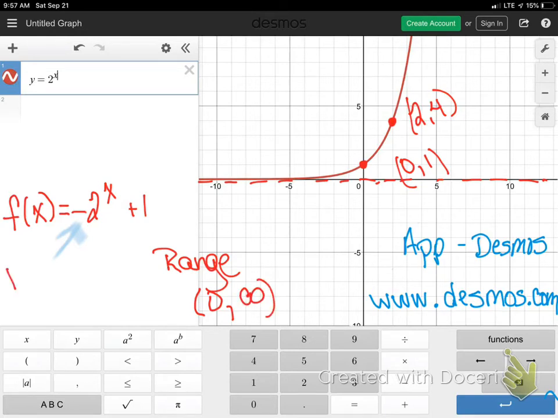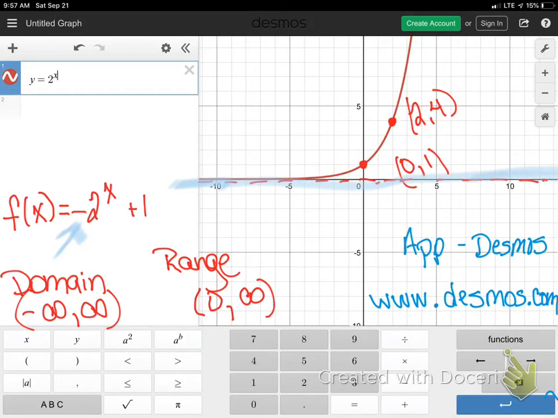Now my domain is going to be all of my x values. And if you look at the graph, hopefully you're beginning to see that all x values are included. So it goes all the way from negative infinity to positive infinity, because this graph continues to get wider and wider as we approach positive infinity.